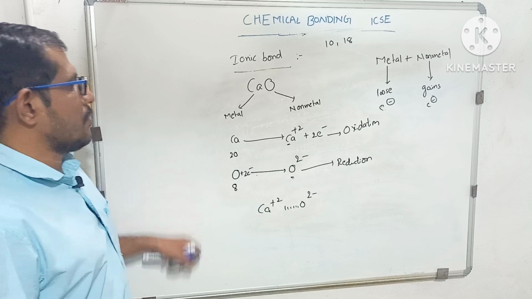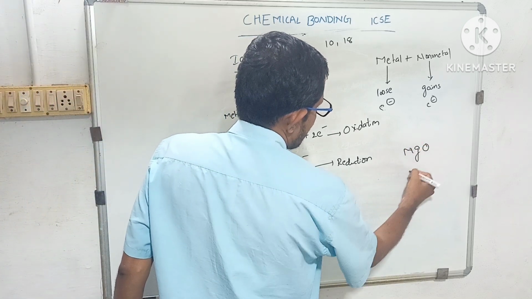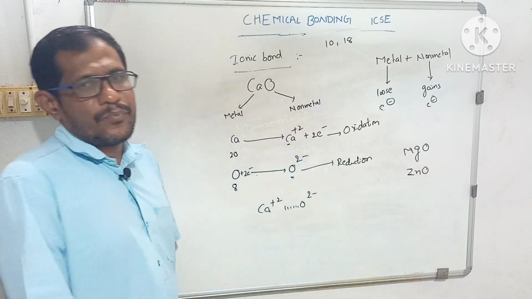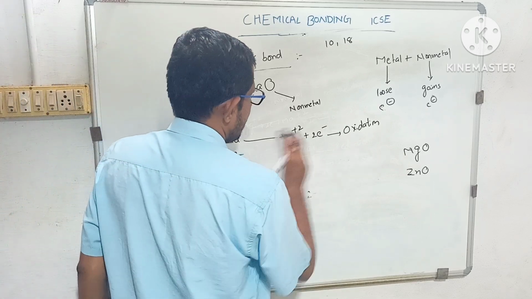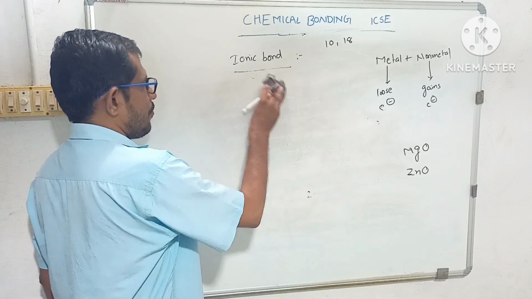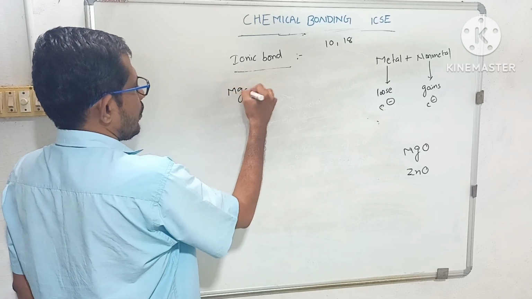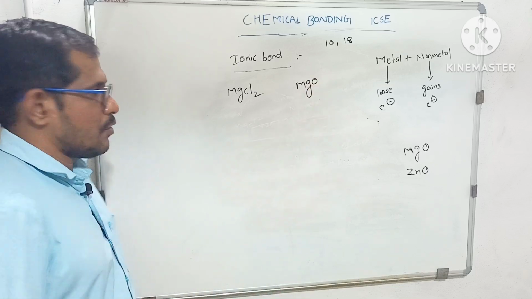Understood? So I request you students to practice for magnesium oxide and zinc oxide, and I will show you one comparison to understand you better, right? MgCl2 and MgO.